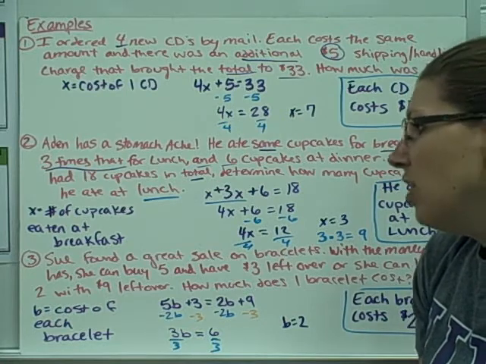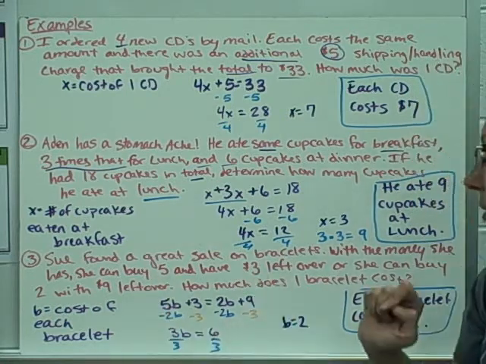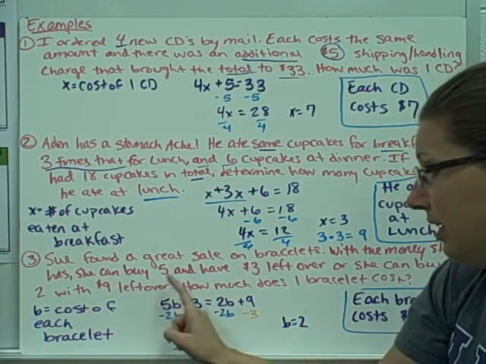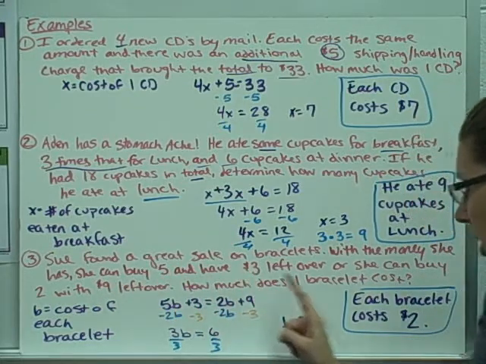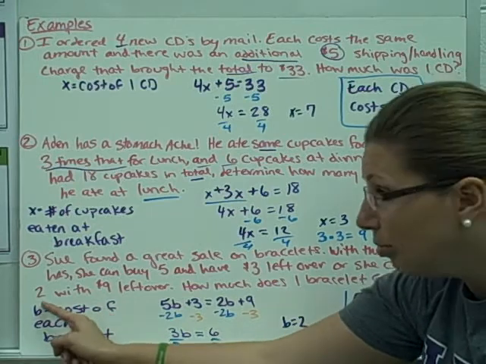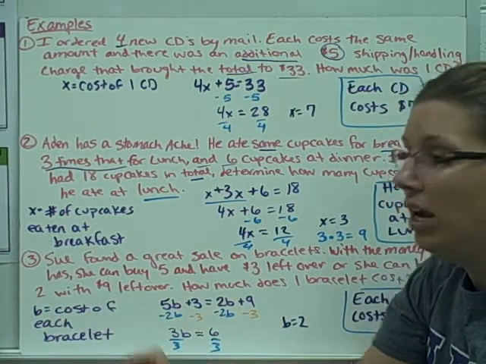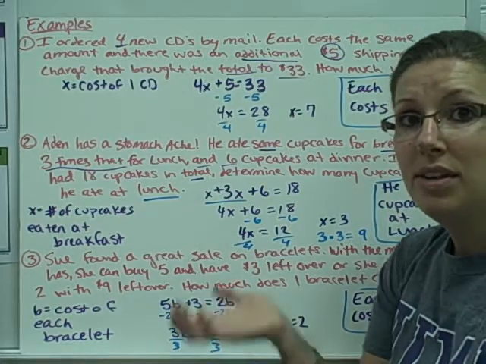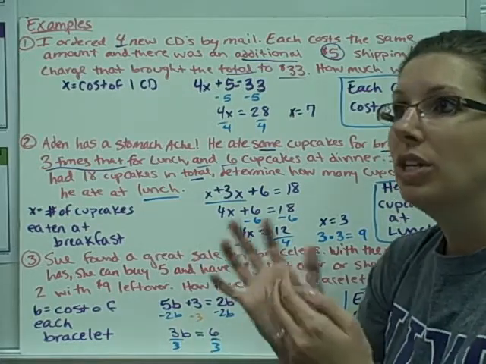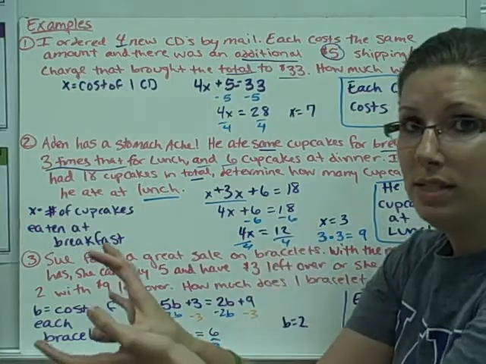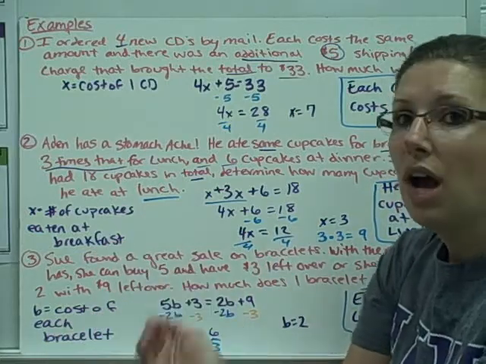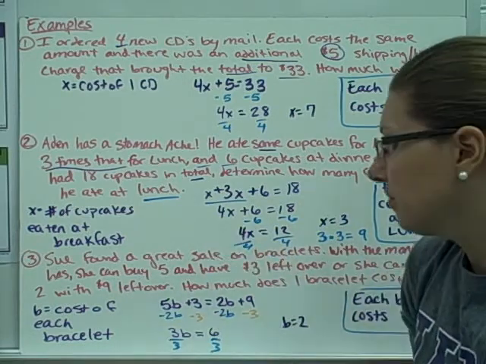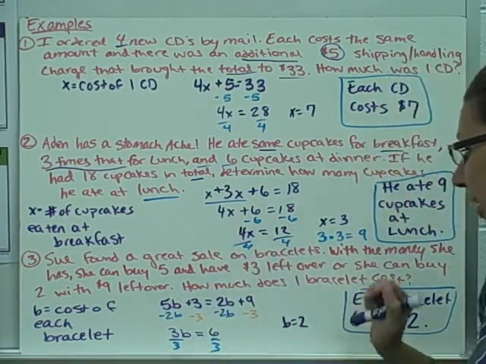And the last one. Sue found a great sale on bracelets. With the money she has, she can buy 5 bracelets and have $3 left over, or she can buy 2 bracelets with $9 left over. And I know you've been in this dilemma before, where you have to weigh the different options. So we're actually going to have one scenario on one side of the equal sign, and the other scenario on the other, because she could do one or the other here. How much does one bracelet cost?